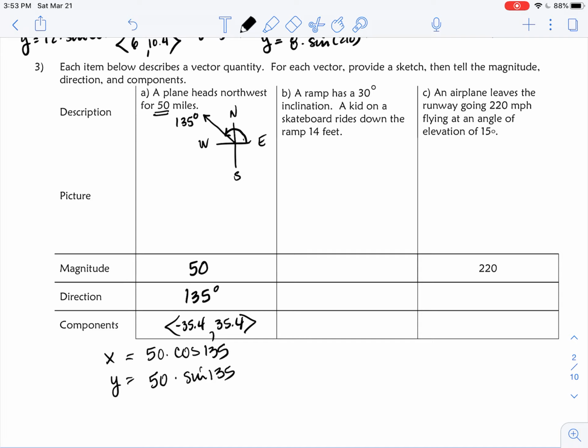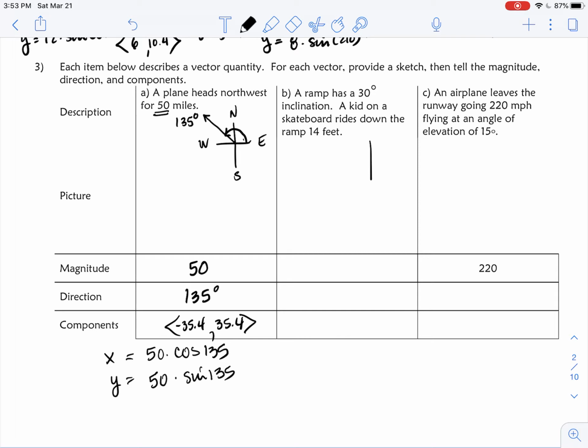Question B, a ramp has a 30-degree inclination. Okay, so this might be a little different. We have a 30-degree incline, so that means the ramp has a 30-degree incline. Now, a kid on a skateboard rides down the ramp 14 feet. So I'm going in this direction, starting here. Well, that makes this my tail. So I'm going to have to redraw this. Okay, let's see. I'll get rid of that.